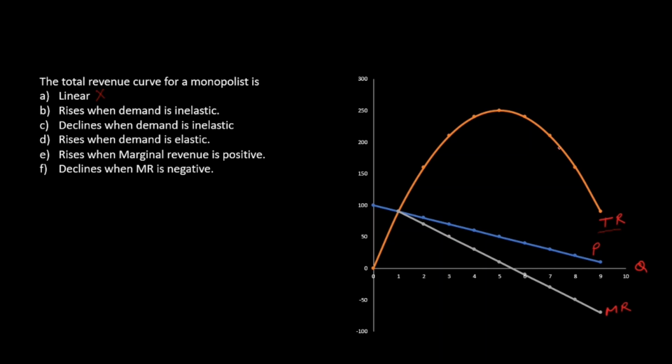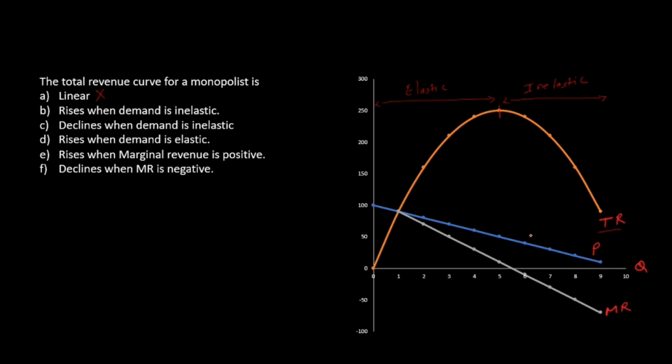Now, if I look at this curve, somewhere here, my total revenue is maximum, and beyond that, if I further increase the quantity produced, then my total revenue shows a declining trend. So from here till here, my demand is elastic in nature, and beyond this point, my demand will be inelastic in nature. As long as my demand is elastic, my total revenue will increase, and when my demand becomes inelastic, my total revenue shows a declining trend.